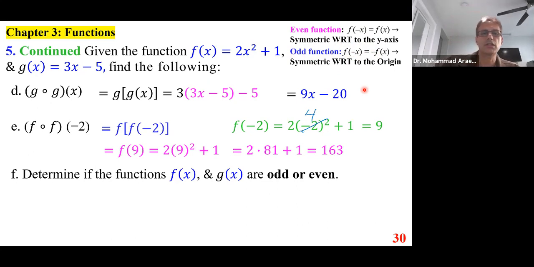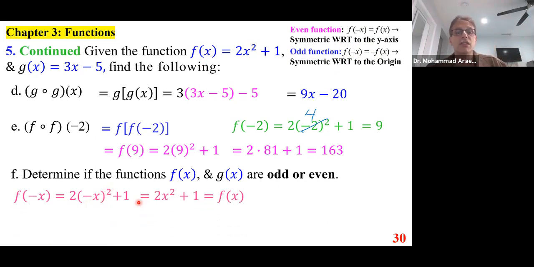So let's find f of minus x. Replacing the x with negative x. When you square that, you get the same thing. So it becomes 2x squared plus 1. Because it is equal to the original function f of x, it is considered to be an even function.